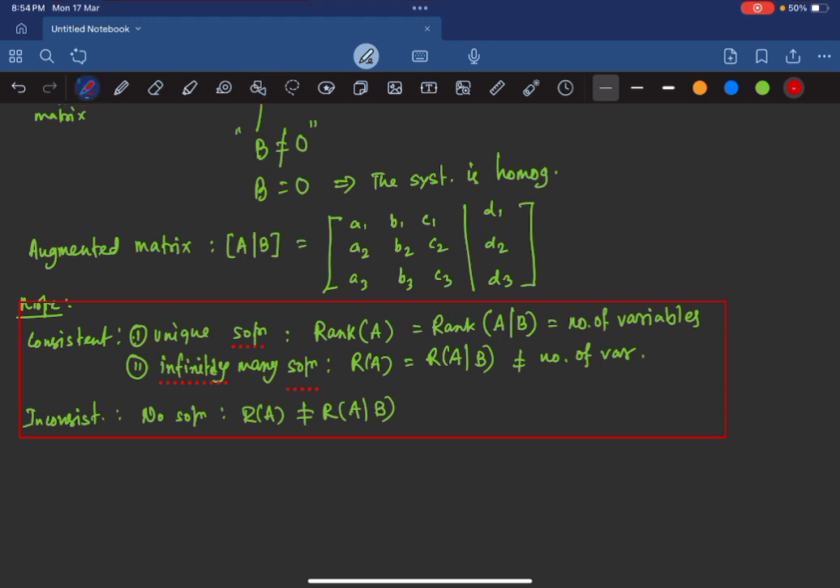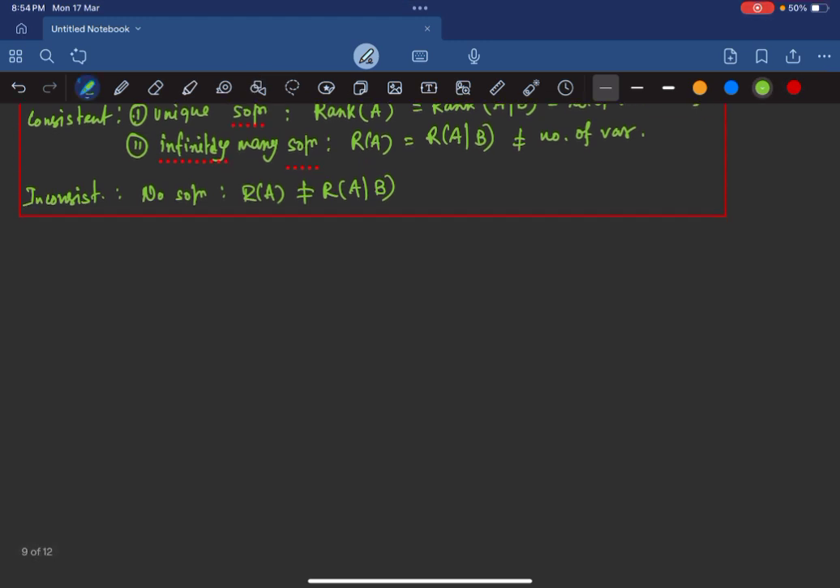When you have rank, immediately you should take help of row reduced echelon form, that means RREF. This is one of the important techniques by which we can find the rank of a given matrix.